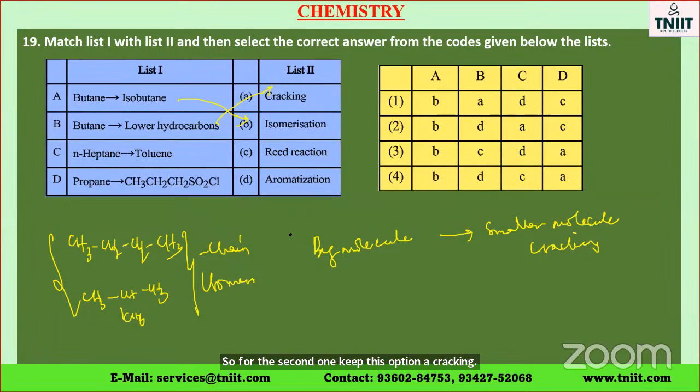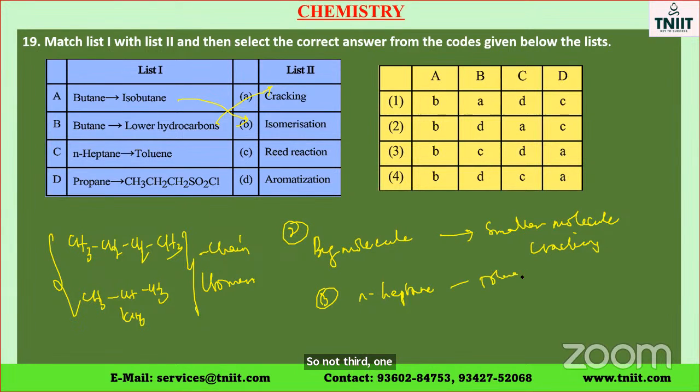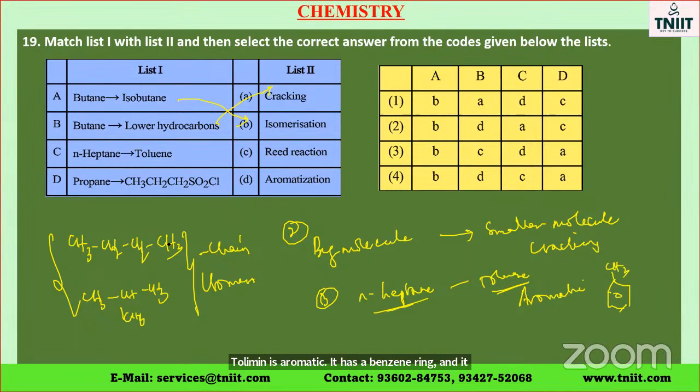Third one, normal heptane to toluene. See, normal heptane is the open chain compound. Toluene is aromatic. It has a benzene ring and it has a CH3 group. So therefore, normal heptane to toluene is aromatization. Propane to sulfonyl chloride is called Reed's reaction. We do not have Reed's reaction in our syllabus. So therefore, the answer for this question is option 1.